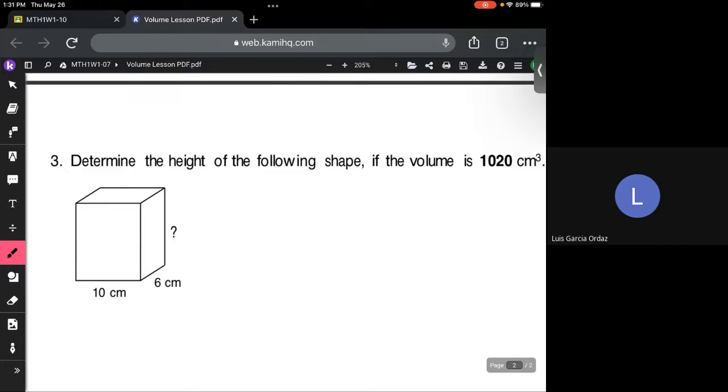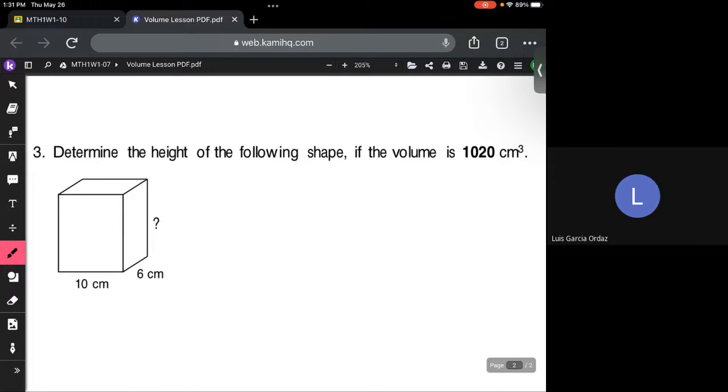Last example. So I want to determine the height of the shape if the volume is 1,020 centimeters cubed. So what type of shape do we have, Kareem? It's not a cube. A rectangular prism. Rectangular prism. There we go. So look at the sides.